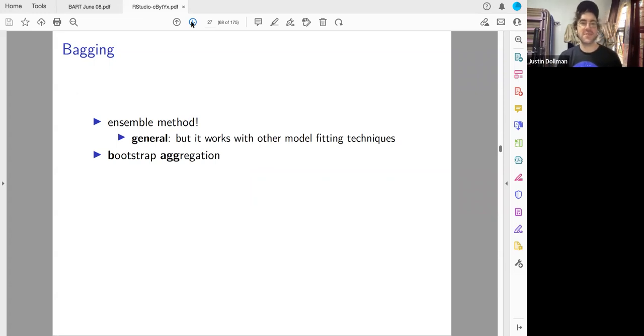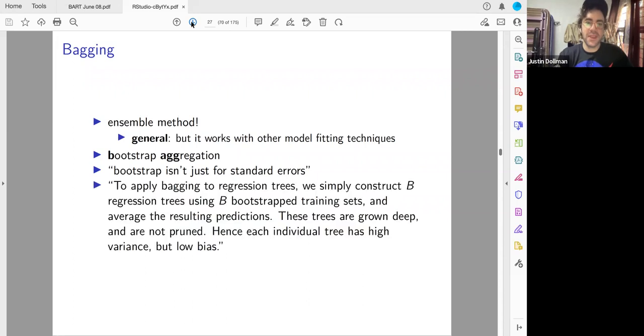But what is bagging? It's kind of an acronym-ish word. The B is from bootstrap and the agging is from aggregationing, I suppose. Bootstrap, as most people probably encountered it for the first time in their lives, was for getting standard errors on models where you didn't want to make assumptions about the distribution. But it turns out you can use the Bootstrap for stranger purposes. I'll get to what the purpose is in the next slide. But before moving on to the purpose, the wherefore, the why, it's probably good to say just what's going to happen.